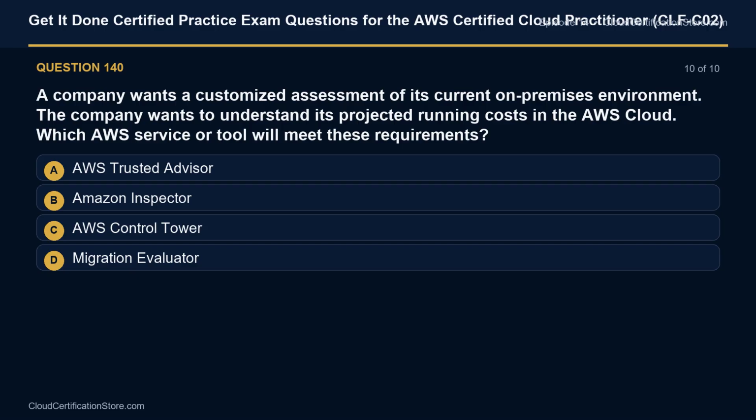Question 140. A company wants a customized assessment of its current on-premises environment. The company wants to understand its projected running costs in the AWS cloud. Which AWS service or tool will meet these requirements? Option A, AWS Trusted Advisor. Option B, Amazon Inspector. Option C, AWS Control Tower. Option D, Migration Evaluator.